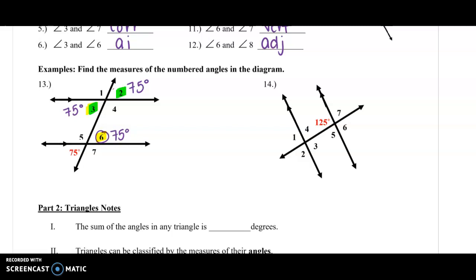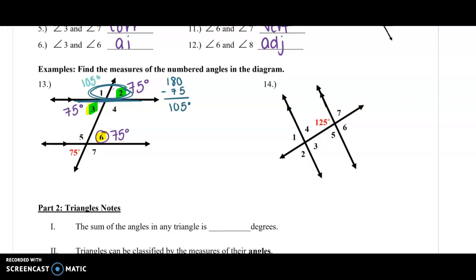Okay? Then from there you can say, and let's focus on angles 1 and 2. They make a straight line. So I know that a straight line has to add up to 180 degrees. So then I can do 180 minus 75. That gives me 105 degrees. So that means that angle 1 has to be 105 degrees.